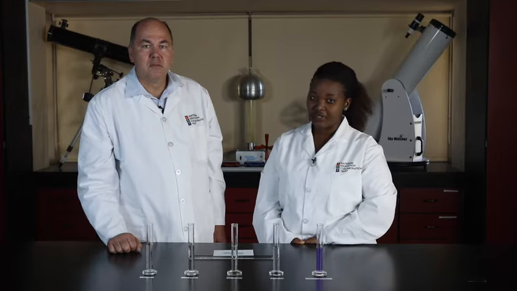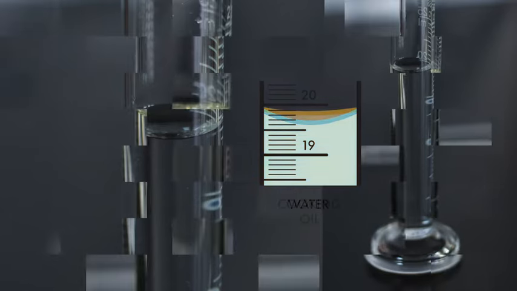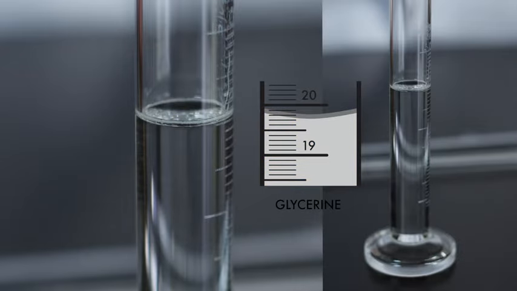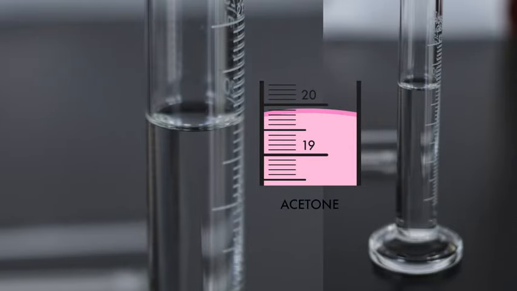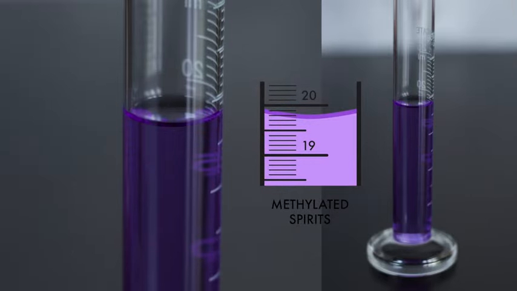Let's take a closer look at the meniscus of each of our liquids. Here's the meniscus of water. Describe what you see. Cooking oil. What do you see? Here's glycerine. Describe what you see. Next we have acetone. And methylated spirits. Describe what you see.